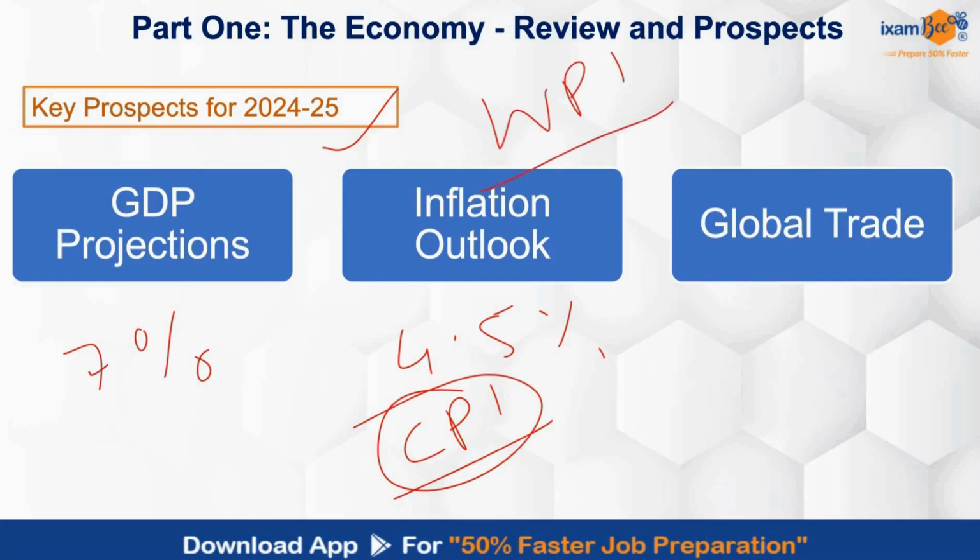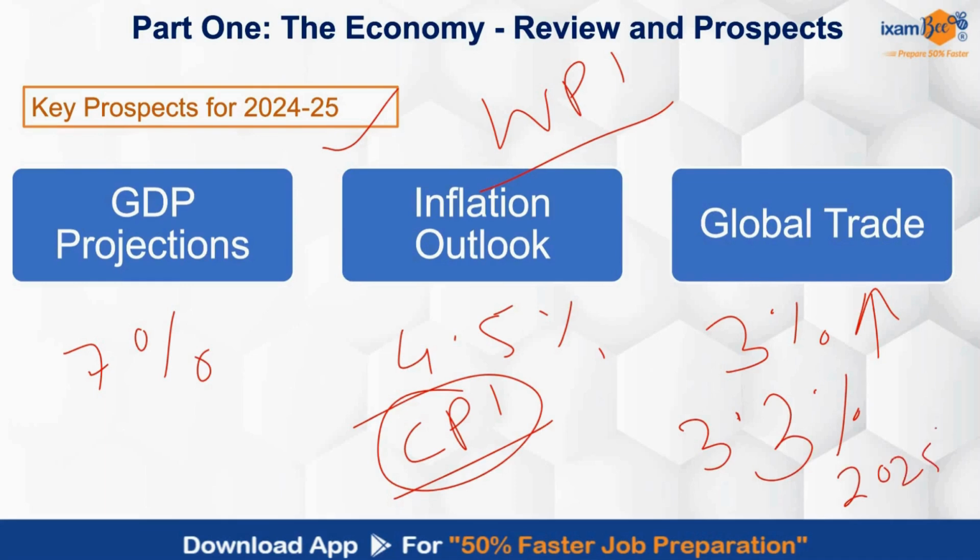Then trade is expected to grow at the rate of 3%, and we just discussed that last year it actually declined. Then in year 2025, RBI is expecting trade to grow 3.3%, and in all these global matters, normally calendar years are taken because globally accounting is also done in the calendar year.